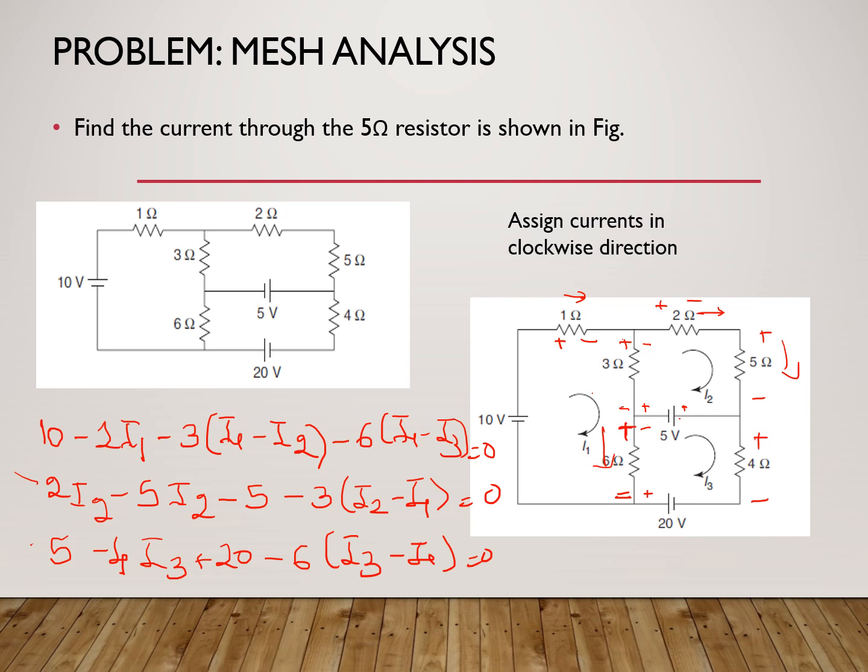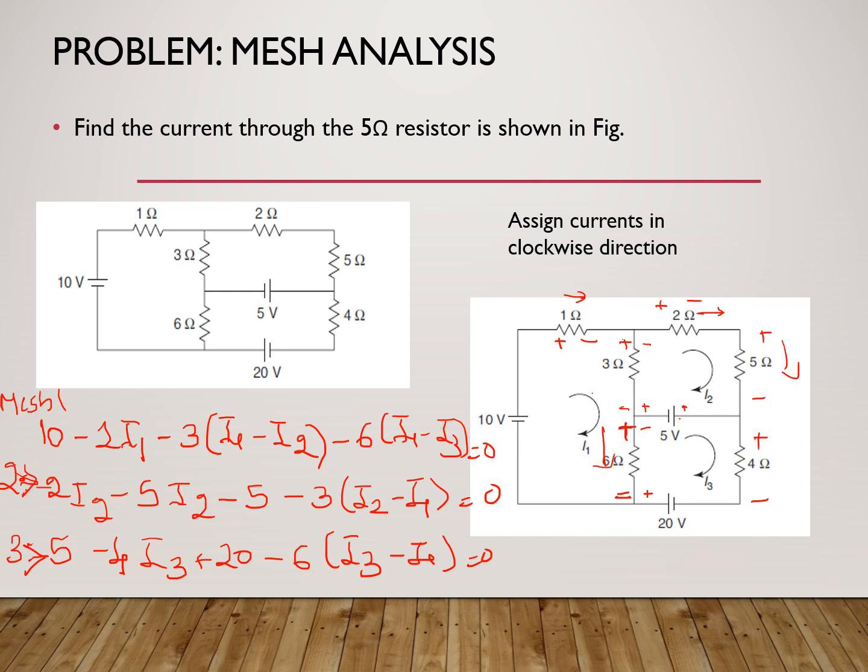And see that the 6 ohm resistance, when we are going like this, is positive to negative. So minus 6 into what is the current? I3 minus I1. So what we keep in mind is that when we are writing the equations of particular meshes, the first equation was for mesh 1, this is for mesh 2 and this is for mesh 3, right? So these are the corresponding equations for each mesh.